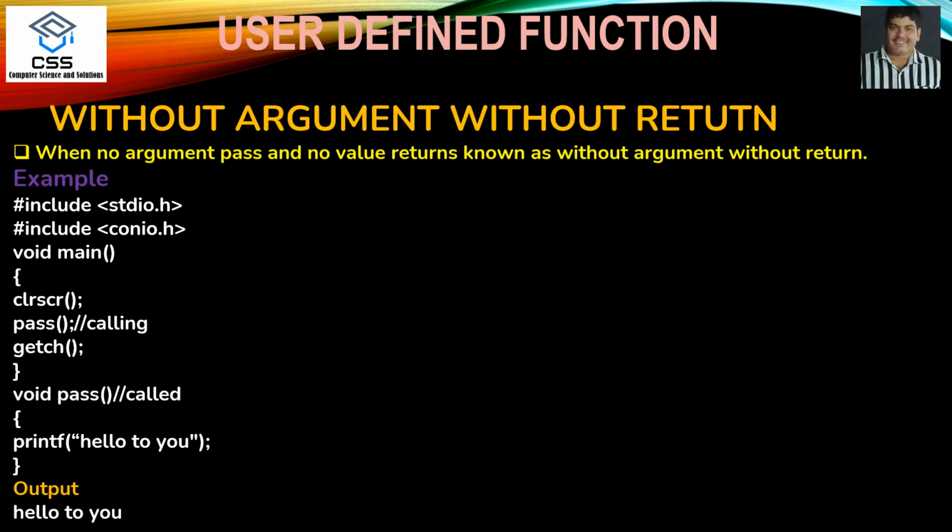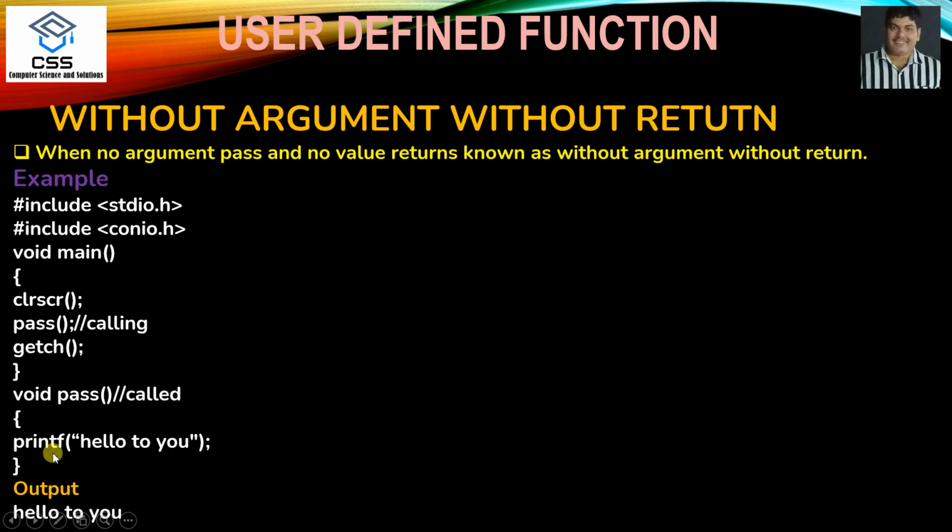First is without argument, without return, which means no value will be passed and no value will be returned from the called block to the calling block. Let's see. Pass function, return, it's a calling function. As I have told, where there is a semicolon, that is a calling, and where there is no semicolon, it is a called function. It is a user defined function. It is searching for the called block. Pass is return. The function name is the same in both modules. No value is to be returned, hence the return type is void, and hence in the called block there is no semicolon. The command line is written, it is a called block.